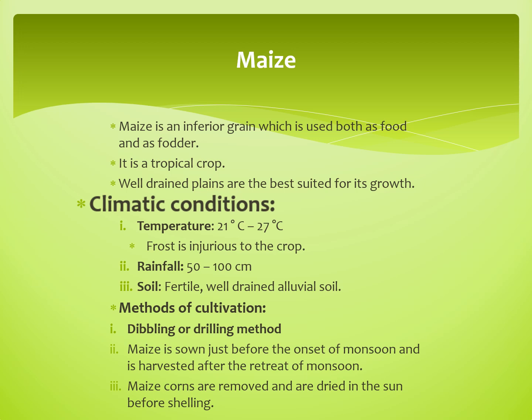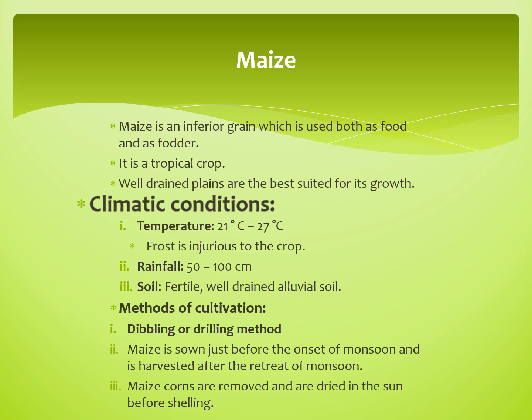Rainfall. Maize is chiefly a rain-fed kharif crop. It requires rainfall ranging from 50 to 100 cm. In areas of lesser rainfall, irrigation is necessary. It cannot be grown in areas where rain is more than 100 cm.